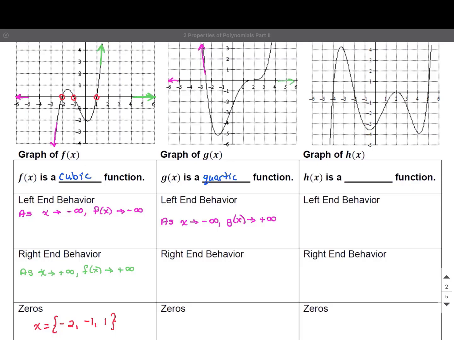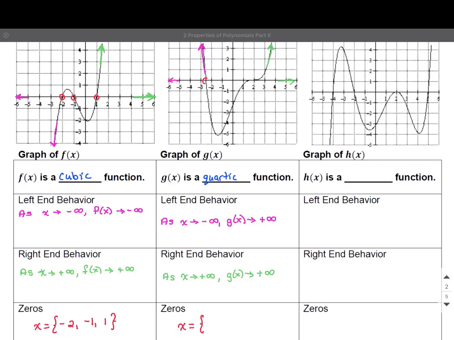Now let's take a look at the right end behavior. As we go off to the right, as our x's get large without bound, they head to positive infinity. What happens to our function values? As we go off to the right, this function is also increasing without bound, so we say headed to positive infinity.